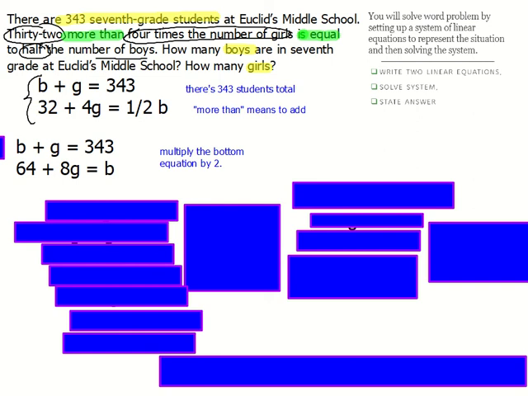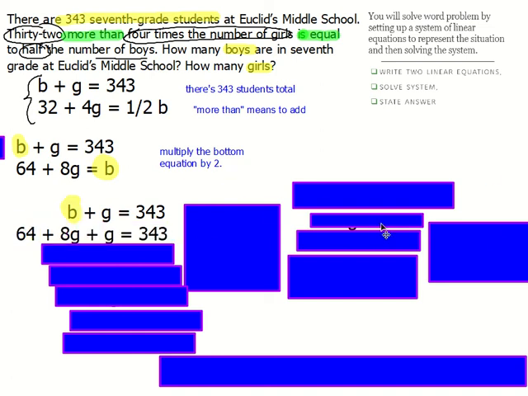Since B is equal to 64 plus 8G, I'm going to plug in 64 plus 8G into B in that top equation. So let's go ahead and do that. Again, I'm going to substitute 64 plus 8G into this equation right here. So all I did was replace that B with 64 plus 8G.